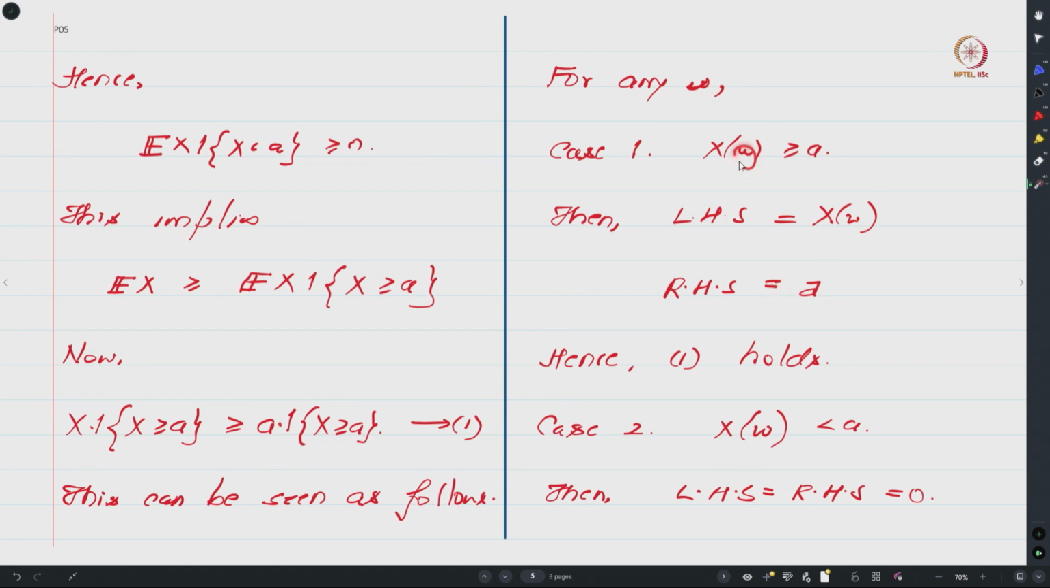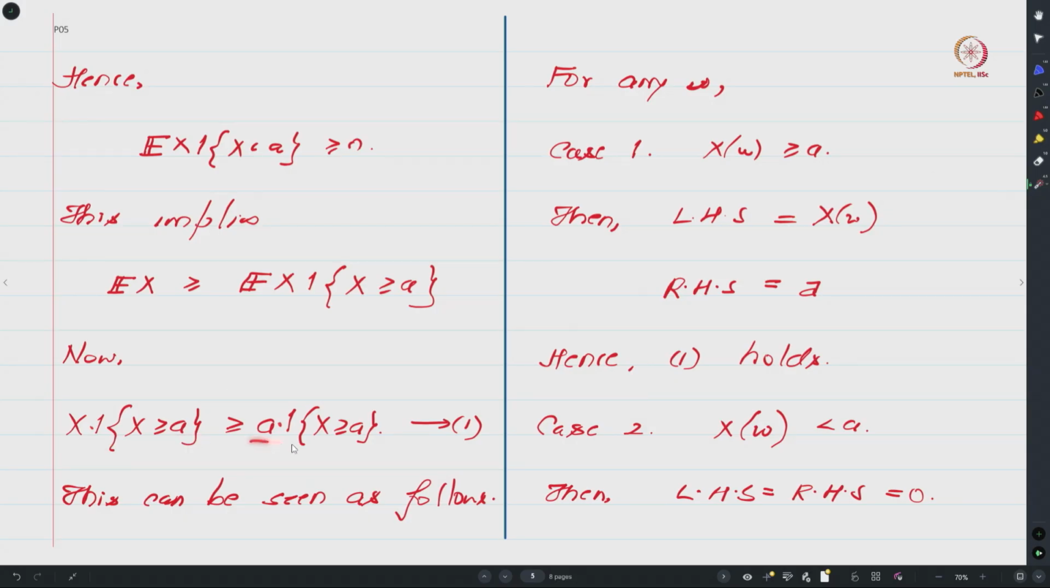Now we know that for this omega, X of omega is bigger than or equal to a, and hence the left hand side is indeed bigger than the right hand side, which implies this inequality again holds true. So we have seen that for whatever omega, either this is true or this is true, and in either of these cases this inequality holds, from which we can conclude that this inequality holds for every omega, right.